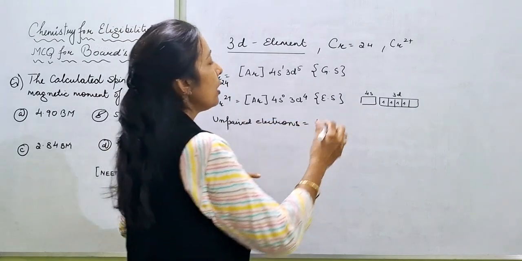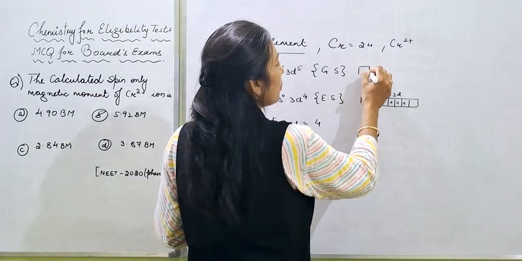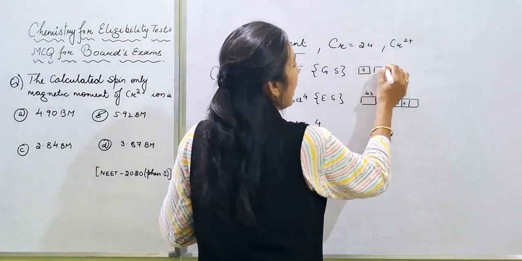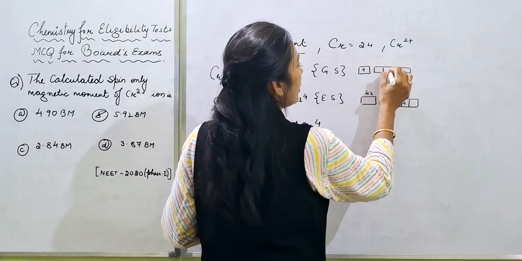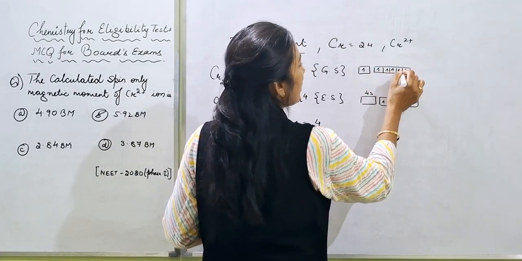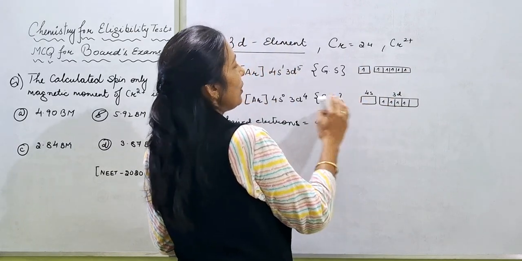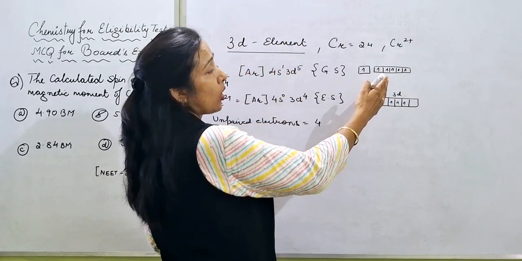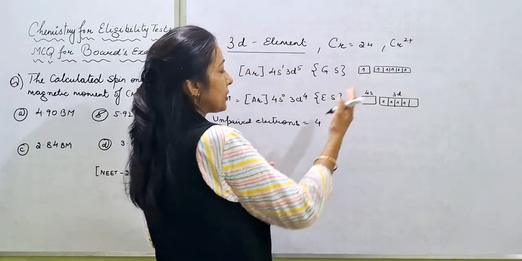First we have to fill singly. If we did it for the ground state, that would be 1 in the 4s and the degenerate 1 2 3 4 5. So in this way, this was the electronic configuration in the ground state. We had this in the ground state, and this is in the excited state.